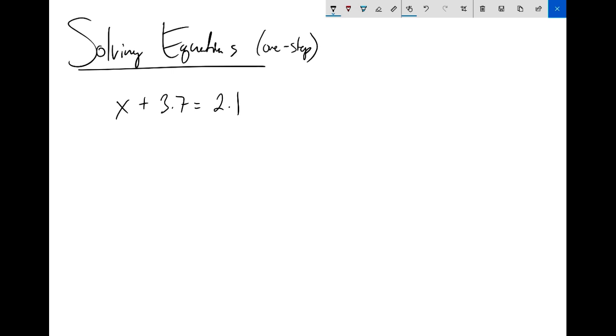You subtract. Yeah. I've got my x plus 3.7 over there. I'm trying to get x by itself. That's how you solve equations. You get the variable alone. Well, it's adding 3.7 over there, so how do we get rid of it?